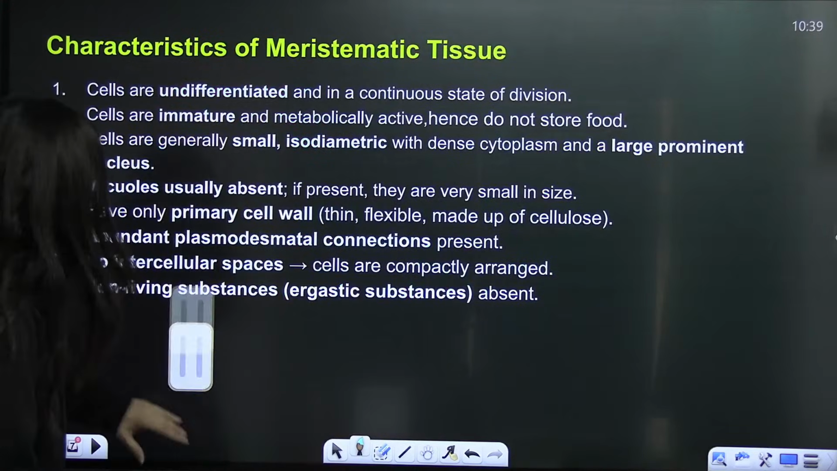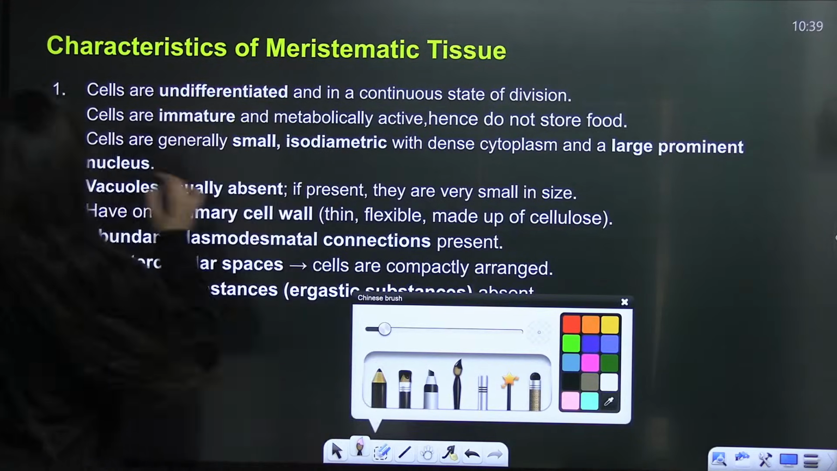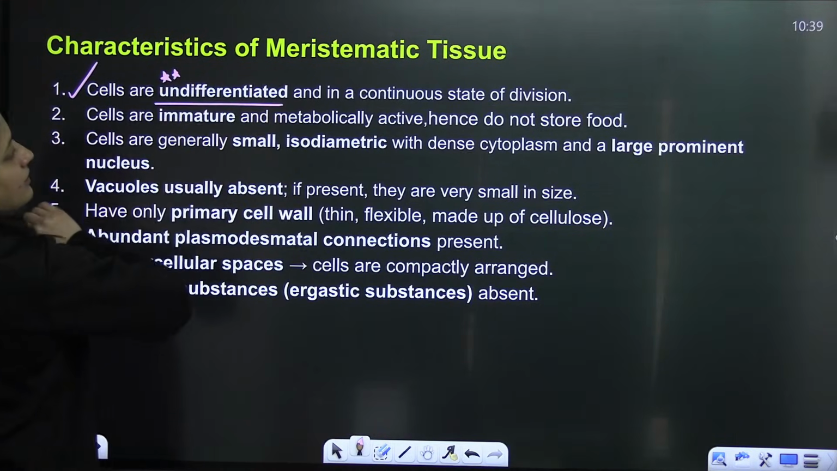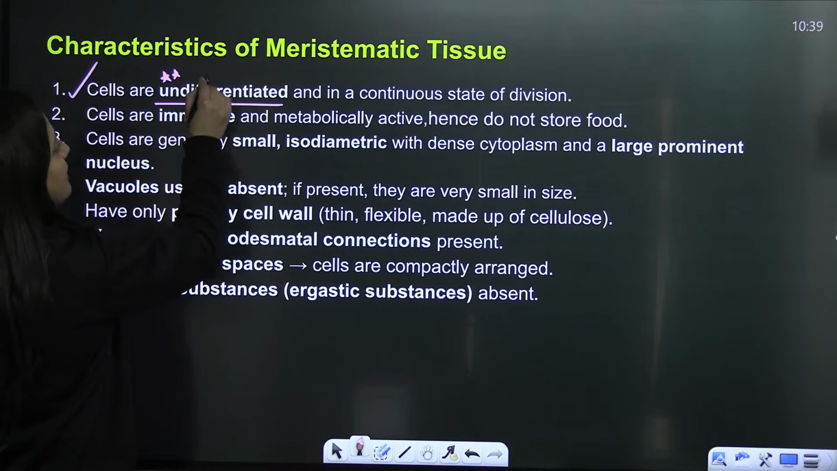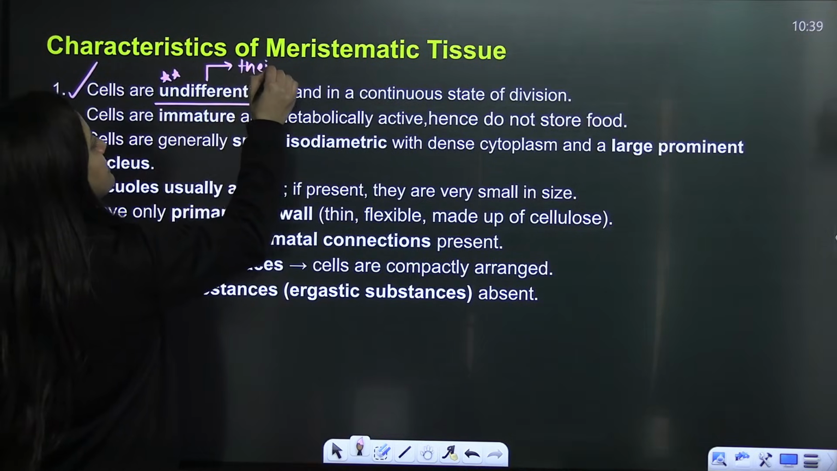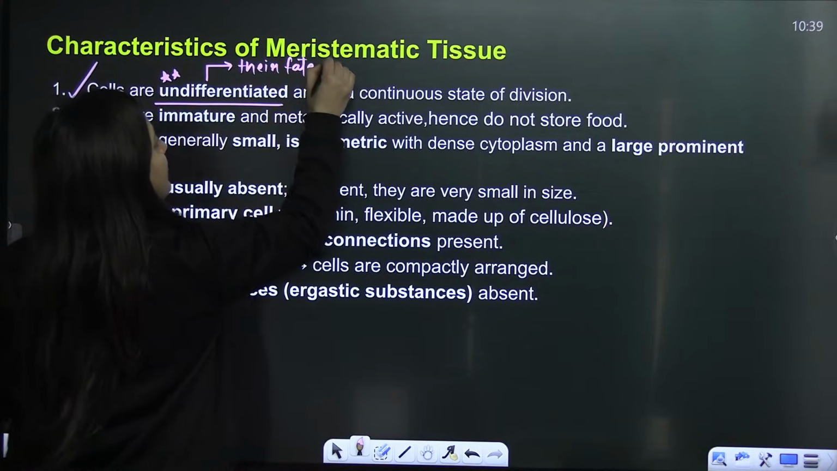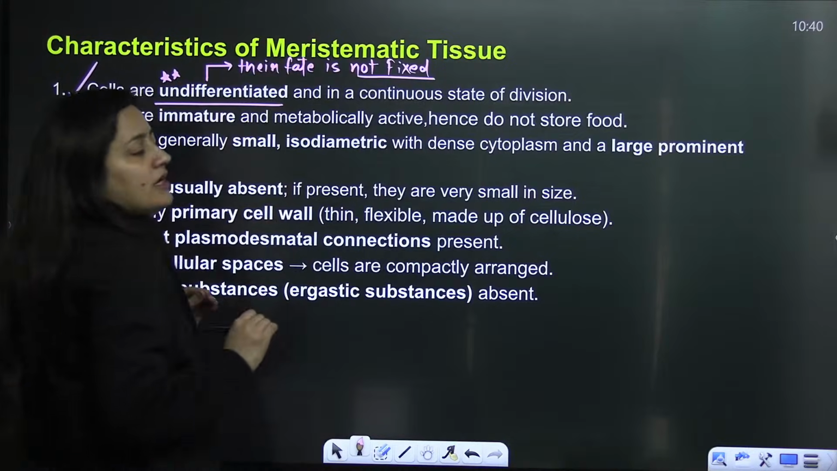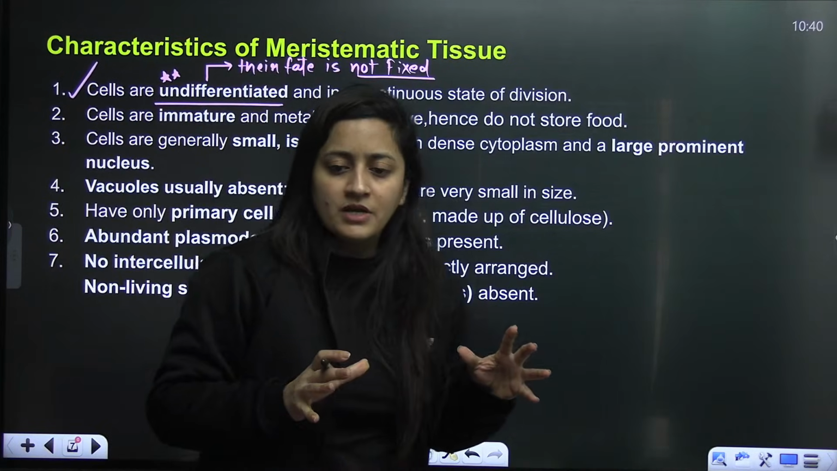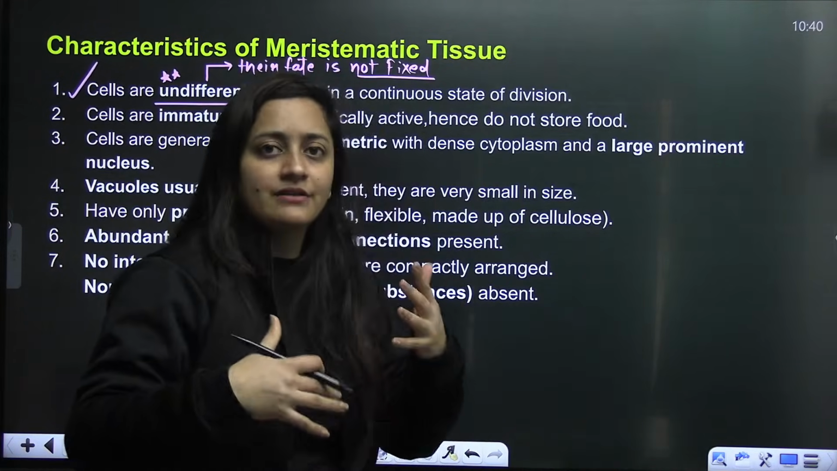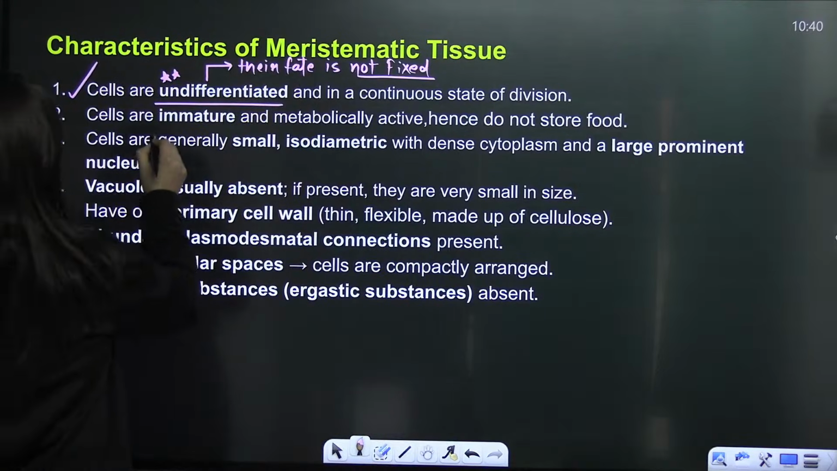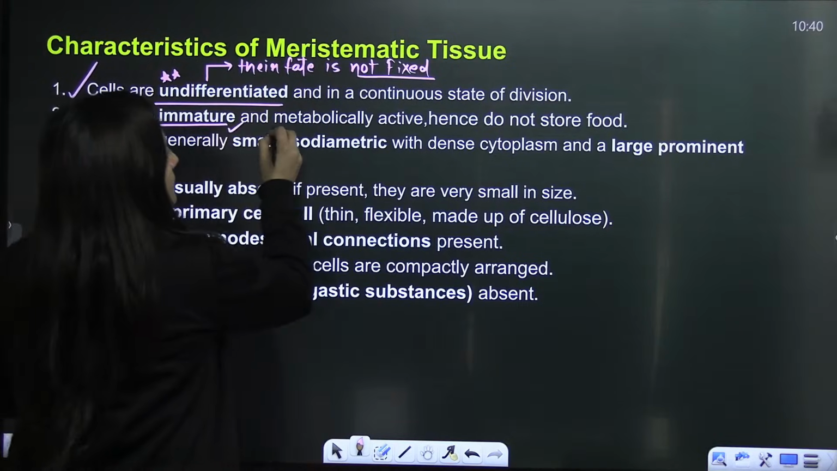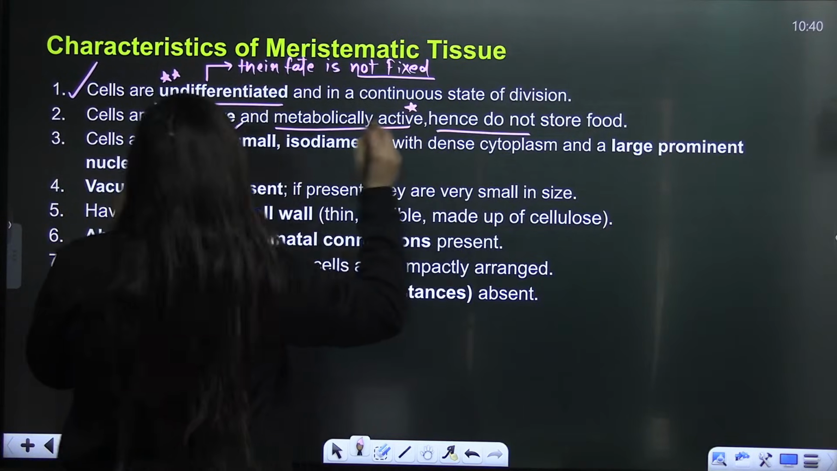Whatever I have discussed, you can read it from this slide. So cells are undifferentiated. This is the word that we need to understand. Undifferentiated means their fate is not fixed. It's not clear what they are going to form. They are just dividing, increasing the cell number. So obviously they are small size. They are active, immature, metabolically very active. They do not store the food.